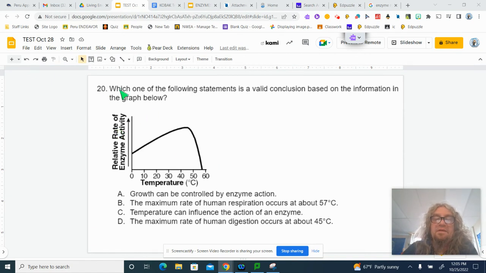Question 20. Which one of the following statements is a valid conclusion based on the information in the graph below? So you've got temperature on the x-axis and relative rate of enzyme activity on the y-axis. A, growth can be controlled by enzyme action. B, the maximum rate of human respiration occurs at about 57 degrees Celsius. C, temperature can influence the action of an enzyme. D, the maximum rate of human digestion occurs at about 45 degrees C.